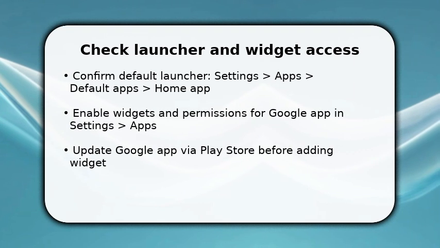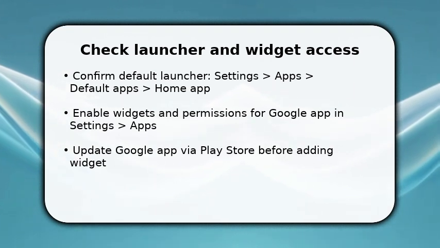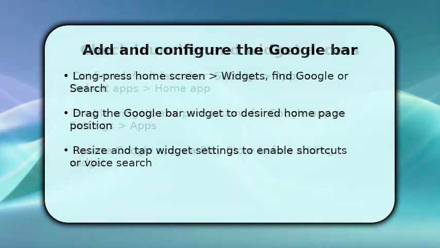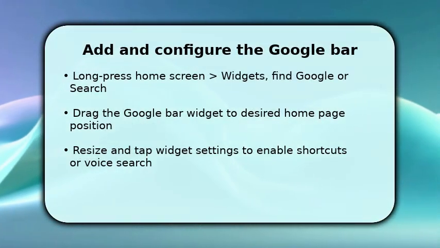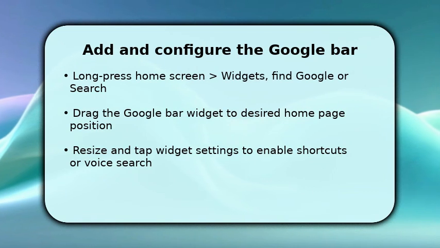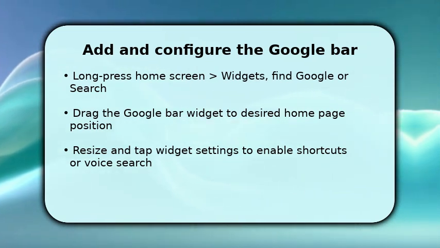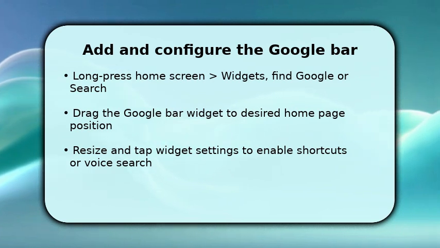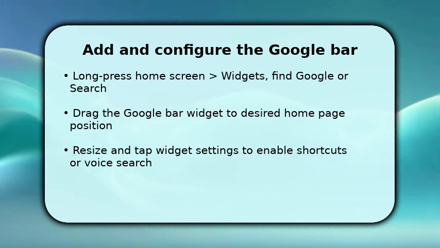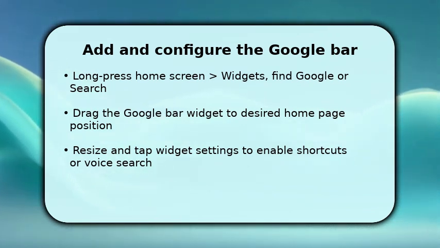Now go to your home screen and long press an empty spot to start adding the Google search widget. After entering widget mode, scroll to the Google or Search widget collection. You must drag the search bar widget onto the home page, drop it where you want search access. Make sure to release it on a stable grid cell. Some launchers restrict placement. Once placed, press and hold the widget to reveal resize handles and an options gear if available.